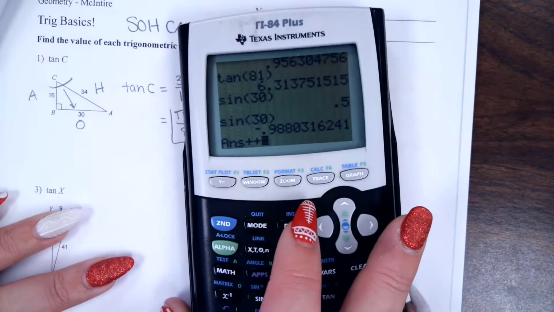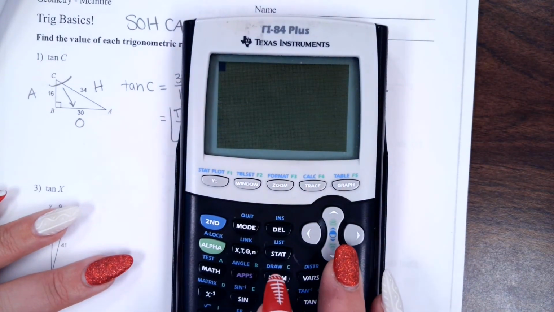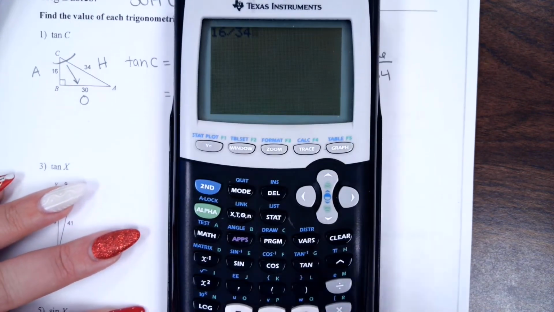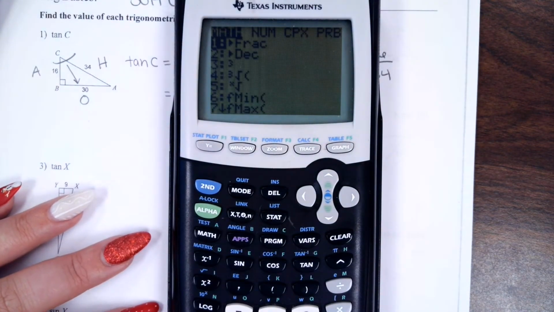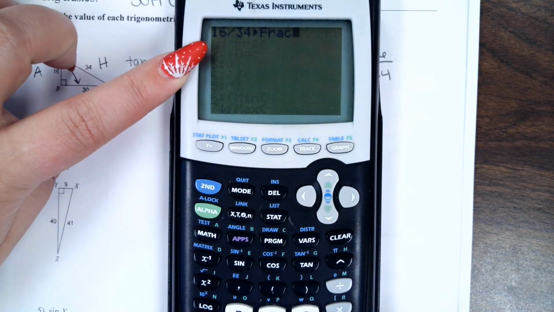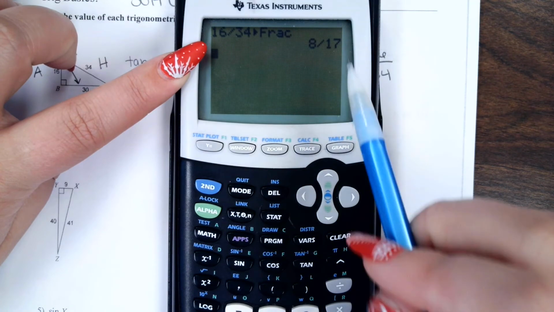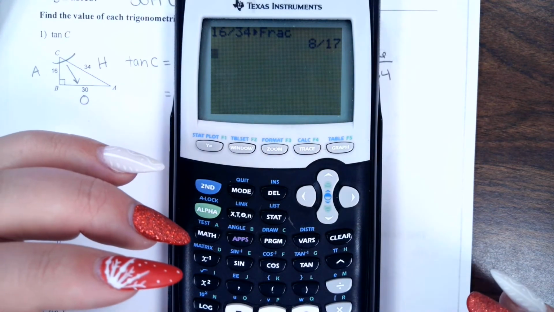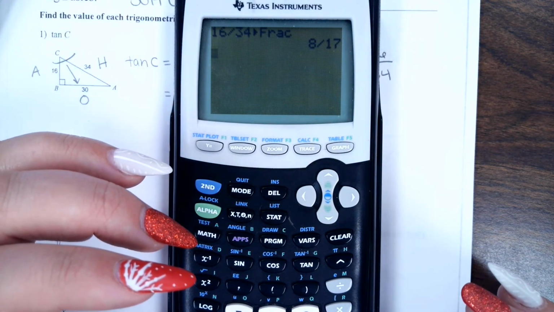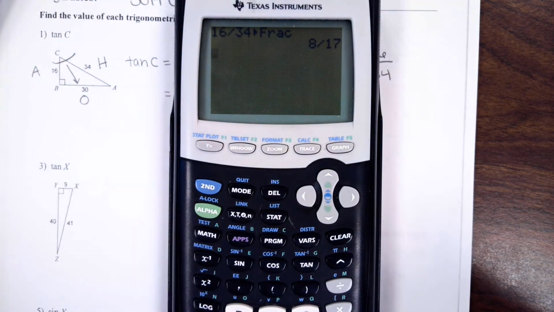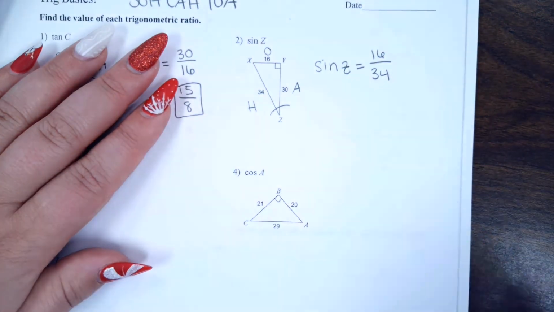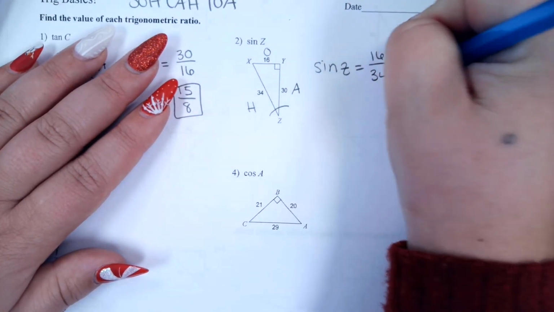There's a really easy way to reduce fractions in your calculator. I'll show you. So we type in our calculator, our fraction, 16 over 34. And then if you hit math and you hit frac and you hit enter, it's going to reduce the fraction for you. Now, if you have the smaller scientific calculator, you might have to play around with it. There is a fraction to decimal button that you might be able to use, but if you have a graphing calculator, it's a really easy way to reduce fractions. So our answer is 8 over 17.